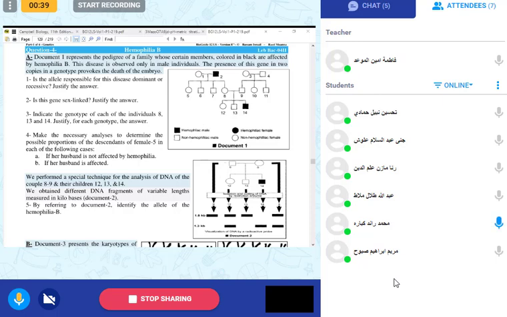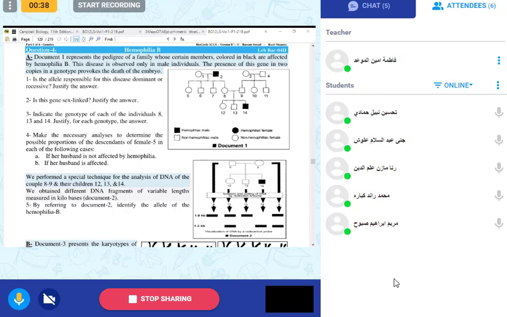First, you want to deny that it is a non-homologous part of Y. Yalla Muhammad, how do you prove it? If the affected allele is a non-homologous part of Y, every affected boy should have an affected father, but boy 14 has a normal father, 9, so it is not the case. Very good, Muhammad.